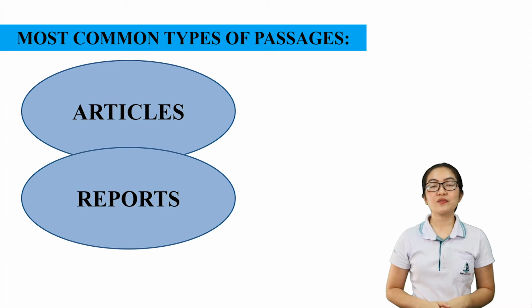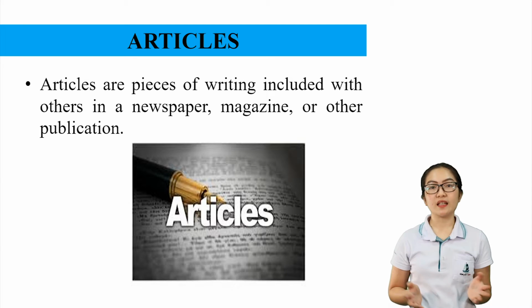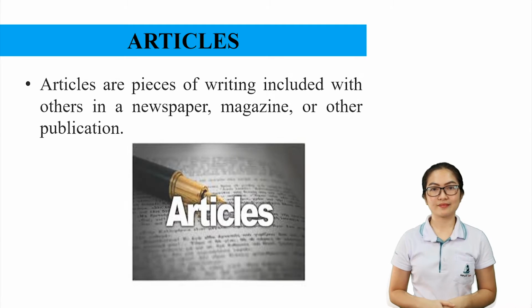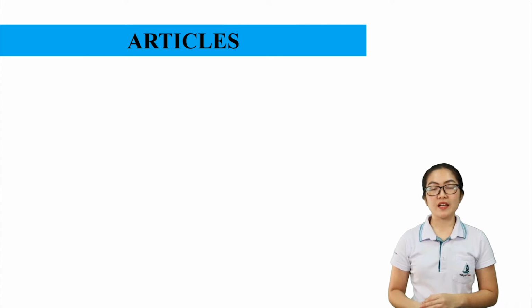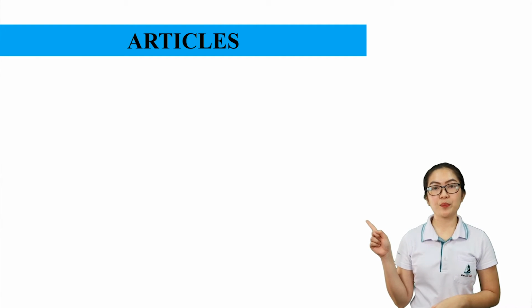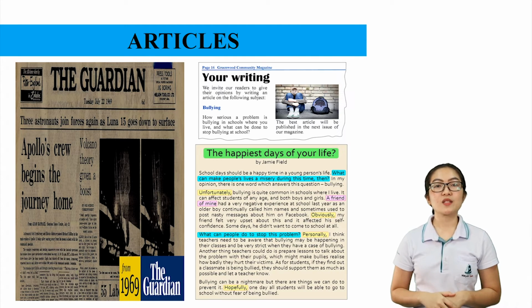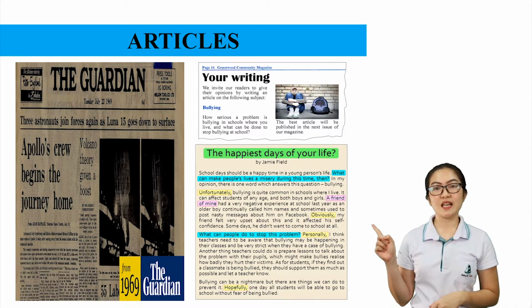First, let's define articles. Articles are pieces of writing included with others in a newspaper, magazine, or other publication. I know you are familiar with articles. These pictures are examples of what an article looks like. A news headlined, "Apollo's crew begins the journey home." Magazine is also an article like the picture entitled, "The Happiest Days of Your Life."